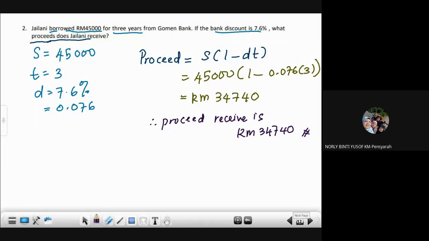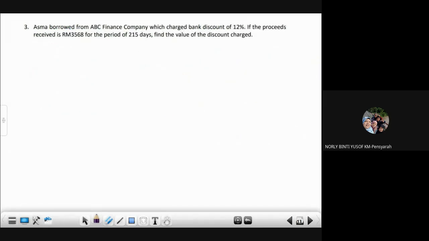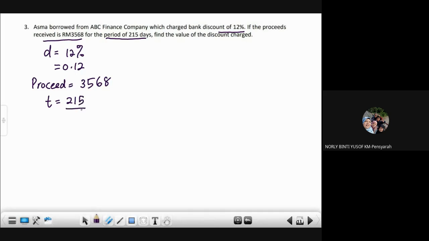Tengok pada third example. Asma borrow from ABC Finance Company which charge bank discount 12%. That means tulis siap-siap. 12%, 0.12. Lepas tu, if the proceed receive, so proceed tulis 3568 and the period of 215 days. So T, 215 days, you have to divide by 360. Find the value of discount charge. That means you want the simple discount. That is your D lah.